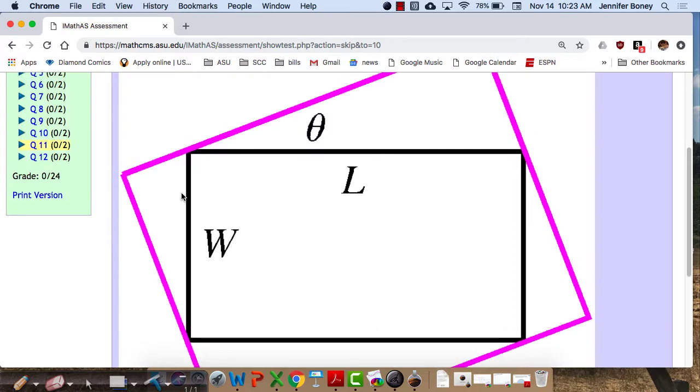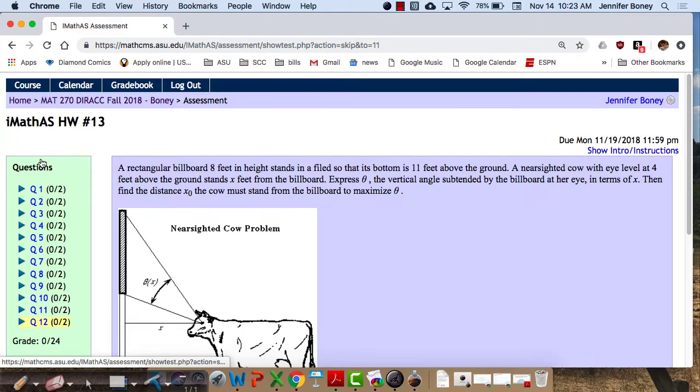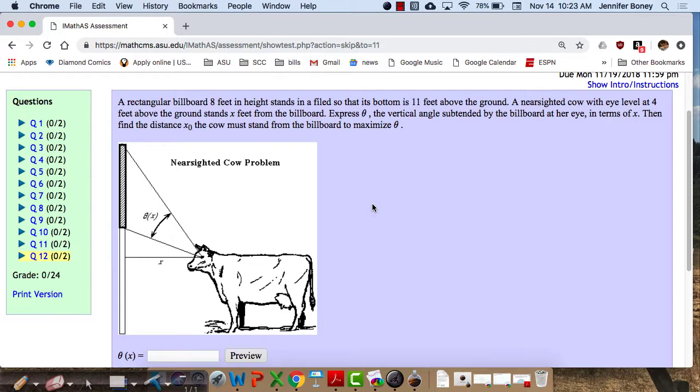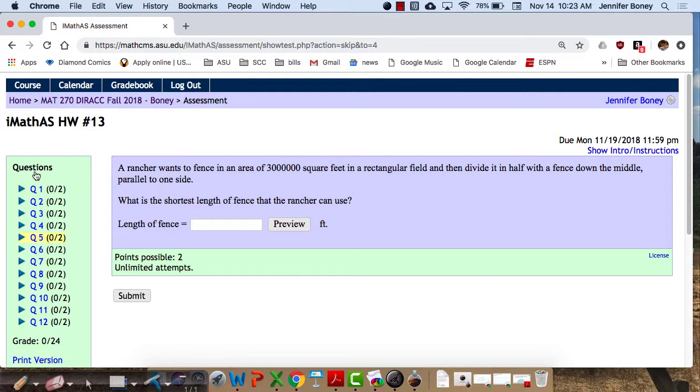This one you can maybe imagine might involve some either similar triangles or Pythagorean theorem. There's lots of different things we can relate in these. The last one has a cow staring at a billboard, a nearsighted cow problem, and I'll let you read it. But they're interesting questions, I think. Kind of bizarre assortment of things.